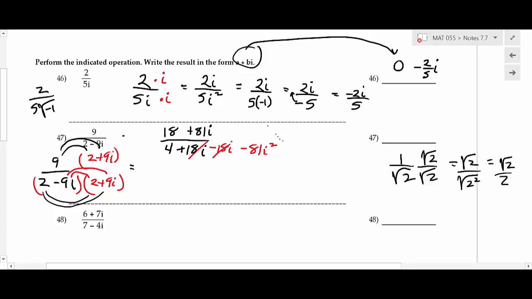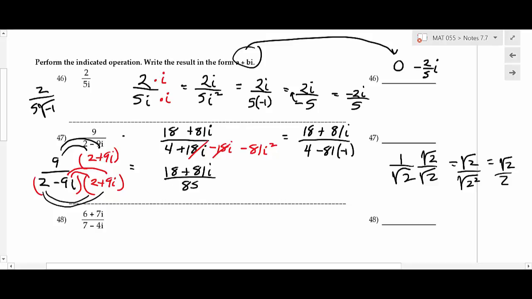That's going to cancel. Then what you're going to have is 18 plus 81i, and the denominator is 4 minus 81 times negative 1. You'll be able to do this in your head because this shows up all the time. What is that denominator going to be? 85, right? Because that's going to change to 81 plus 4, which is 85. So now what you're going to have is 18 plus 81i all over 85. Does that make sense to everybody?